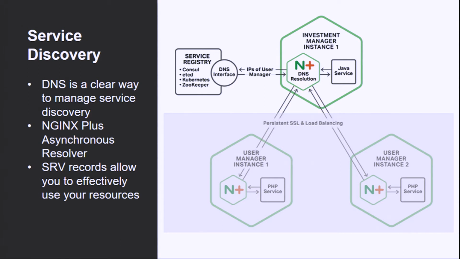Service discovery. NGINX Plus handles service identification. It pulls and caches information from the service registry. It has an asynchronous resolver, so there's no performance hit of doing that. And supporting DNS SRV allows you to dynamically control the weights and the state of individual services.